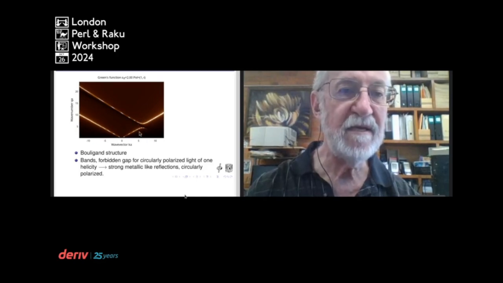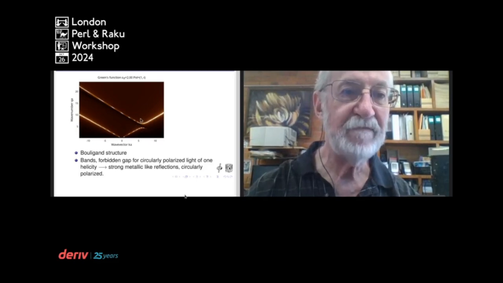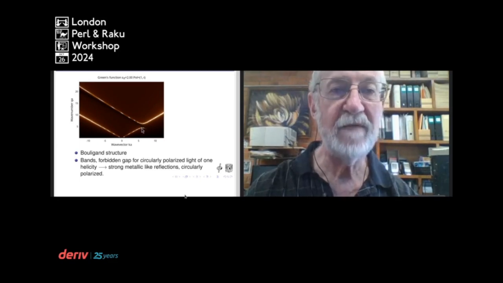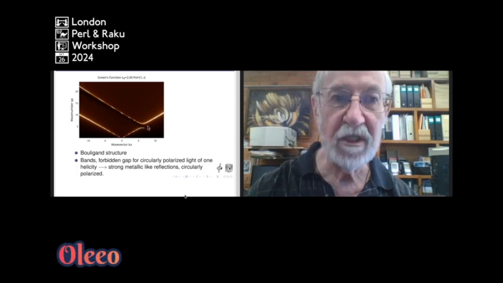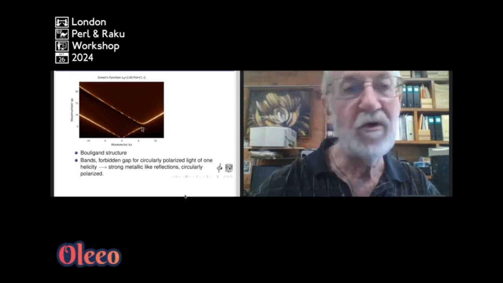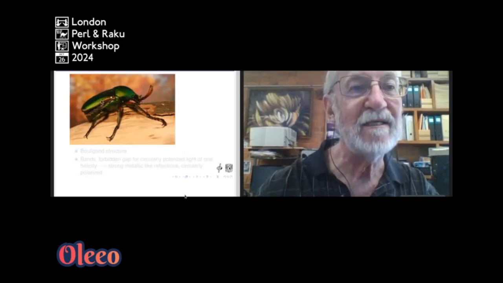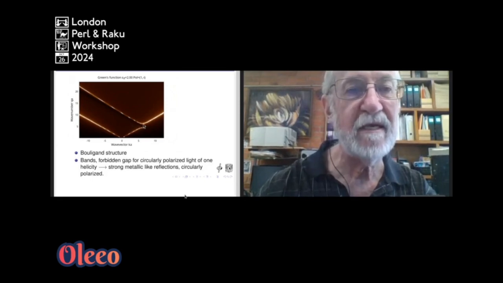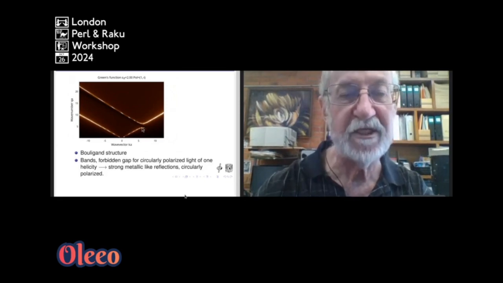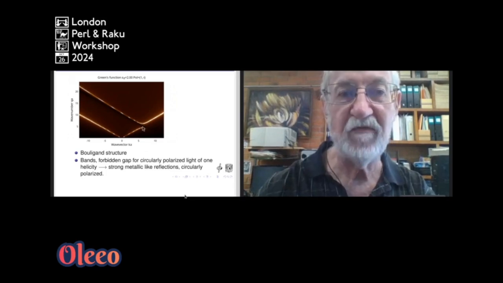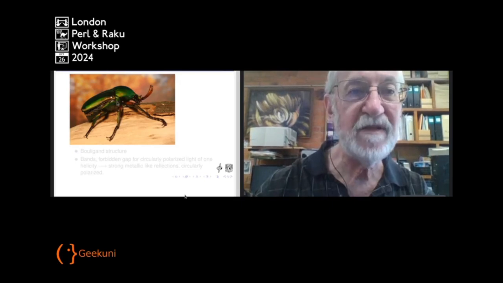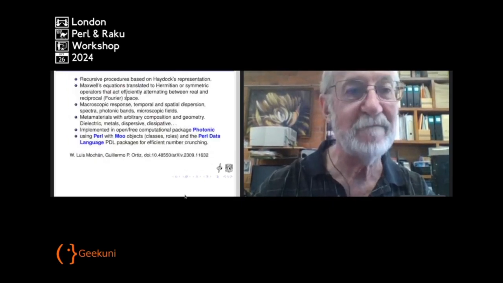And what is nice here is that you see that there is a gap. So there is a frequency range where no light can be propagated in this material. And that means that you have a very strong electromagnetic reflection. So that is the reason this looks like it has this metallic shine. But what is also nice is that this corresponds to a circular polarization. So this gap only appears for light that is circularly polarized. So that means that the cuticle of this insect actually polarizes light.